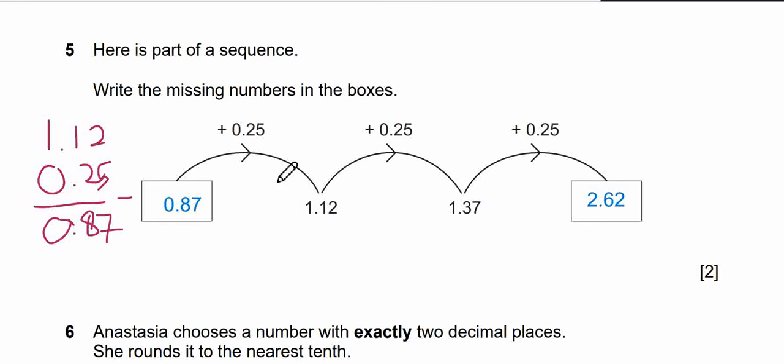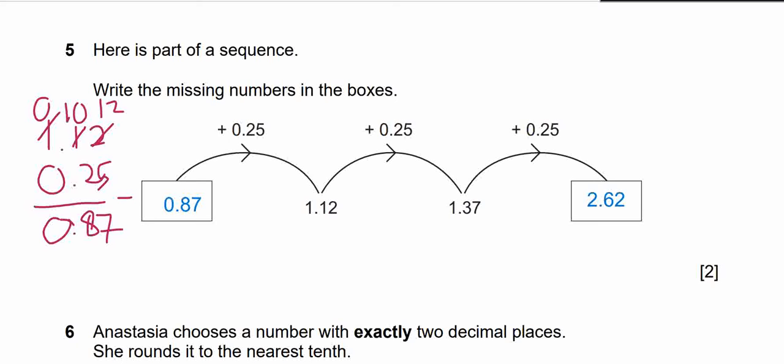The missing numbers in the boxes are 0.87 and 2.62. How do we get 0.87? It is 1.12 subtract 0.25. And this is the subtraction. 12 minus 5 is 7. The 1 becomes 0, and 0 becomes 10. 10 minus 2 is 8. Then this one becomes 0. So we got 0.87.